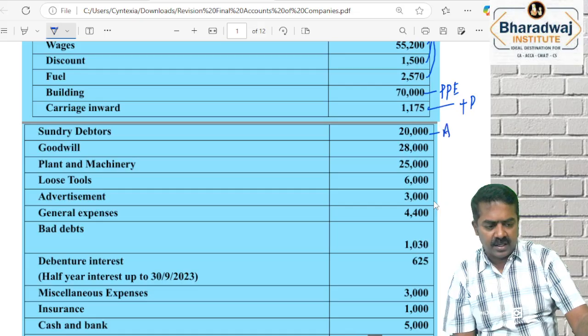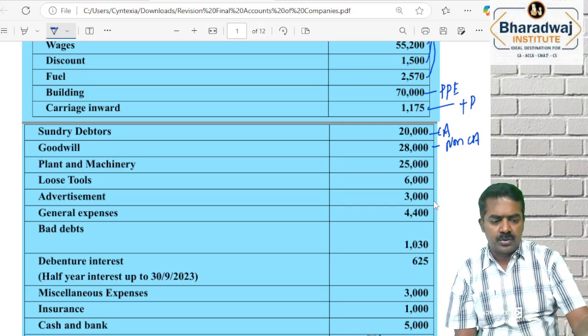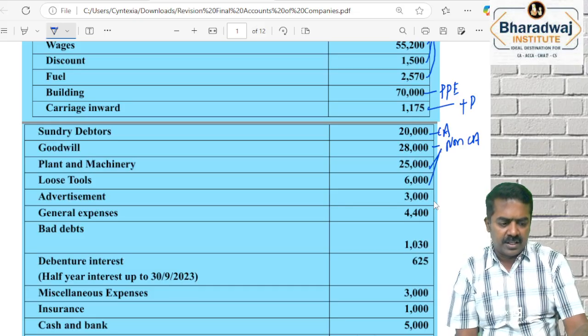Debtors will come in current asset. This will come under intangible asset. Non-current asset, intangible asset, like that it will come. Plant and machinery, loose tools, of course, it will come under non-current assets, tangible assets. Advertisement will come in other expenses, P&L account.